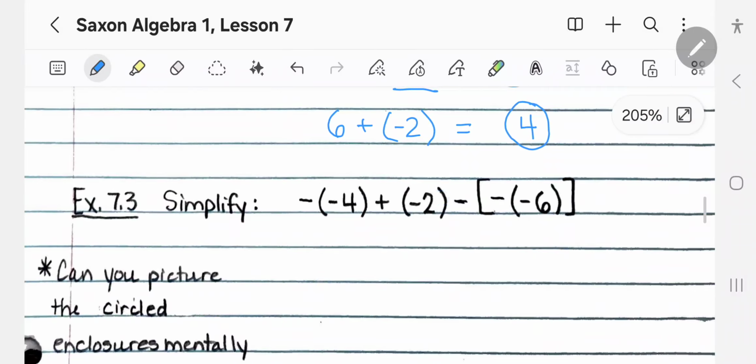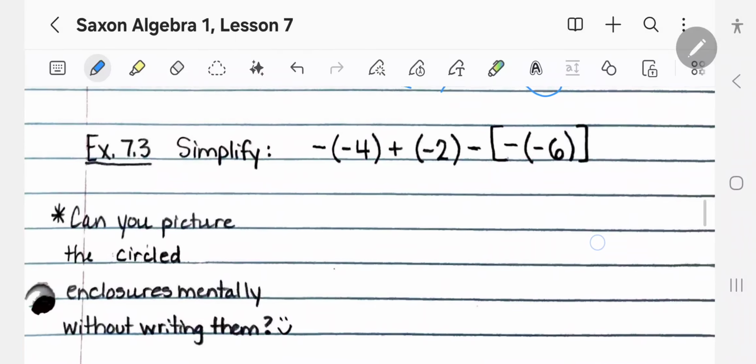Example 7.3. The textbook definition suggests: can you picture the circled enclosures mentally and not have to write them? Now, if you still need to write them, if this is new to you, then write them. That's totally fine. I would do it like this, and like this, and like this, and then I would simplify each circled part, and then do it the way we did the last example. I'm going to try to do it with you without writing the enclosures.